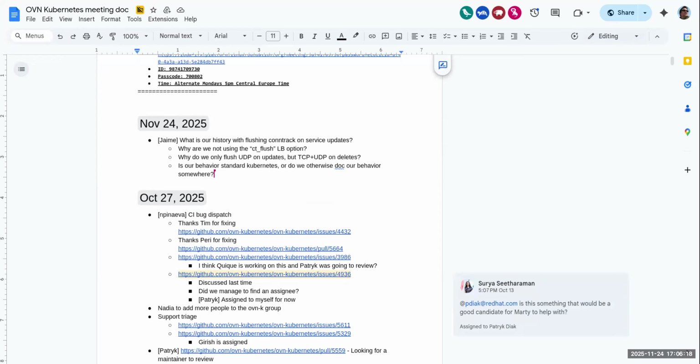Okay, thank you. The only item that we have on the agenda today is an item that I added, so that's why I took over to moderate. My only question is if anyone is aware of the history of flushing conntrack entries on service updates. OVN provides an option on load balancers called CT flush that we are not using. I also noticed that in our services, we only flush UDP entries on updates, while we flush both TCP and UDP entries on service deletion. That might be related to the reason why we don't use the CT flush option in load balancers as well. So I was just wondering if anyone is aware of why we behave this way.